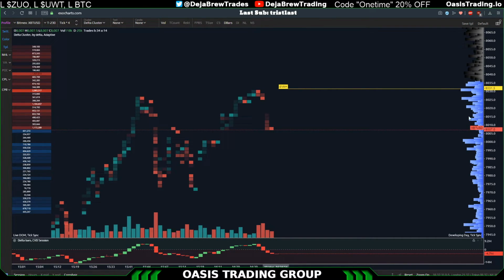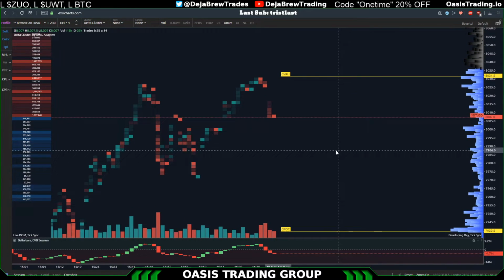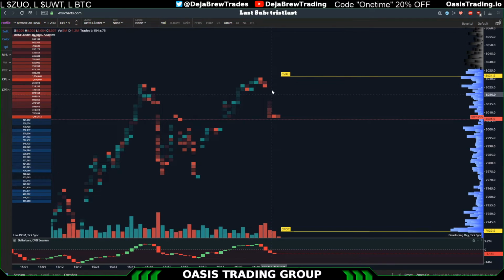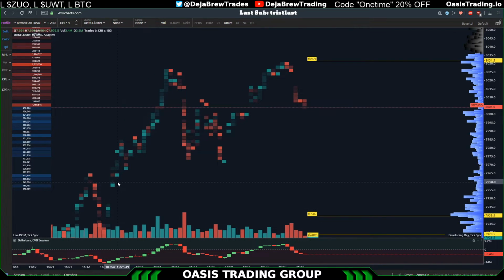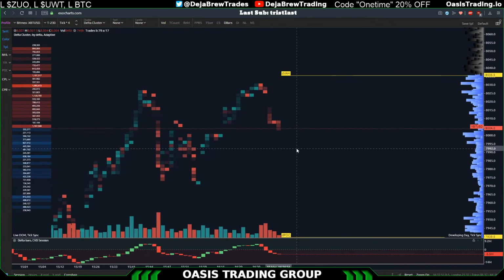Why the gap? It's a thing with the delta cluster. There wasn't really any buyers there, so there's kind of a gap. It just sold right through it. Kind of like right here, it bought right through it, sold right through it.